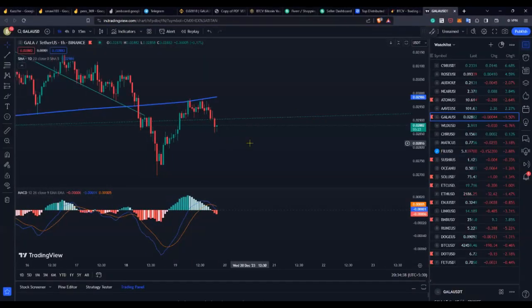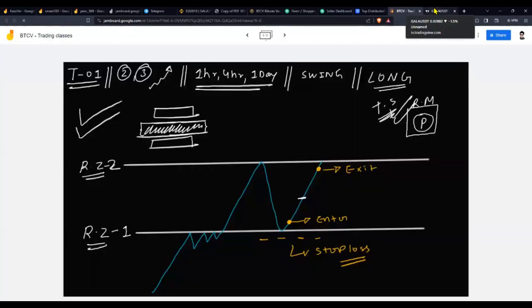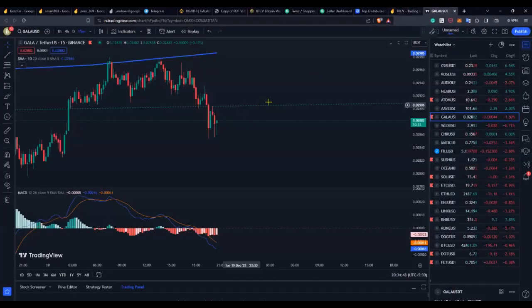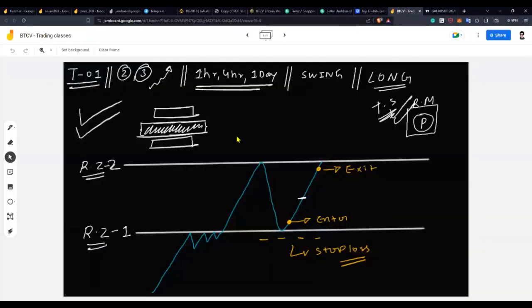And I will show you a few things regarding trend lines, how to properly draw trend lines in the crypto market, and everything. So just give me a second. Okay, here we are. So we discussed this part in the previous class. We discussed trading setup 01, the formula of creating a trading setup and everything.